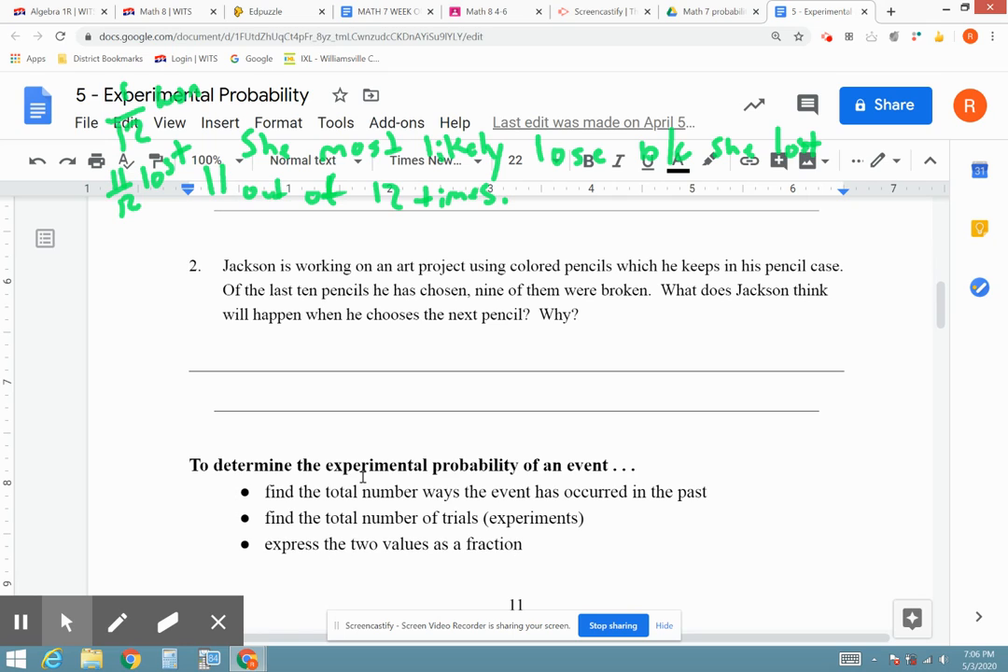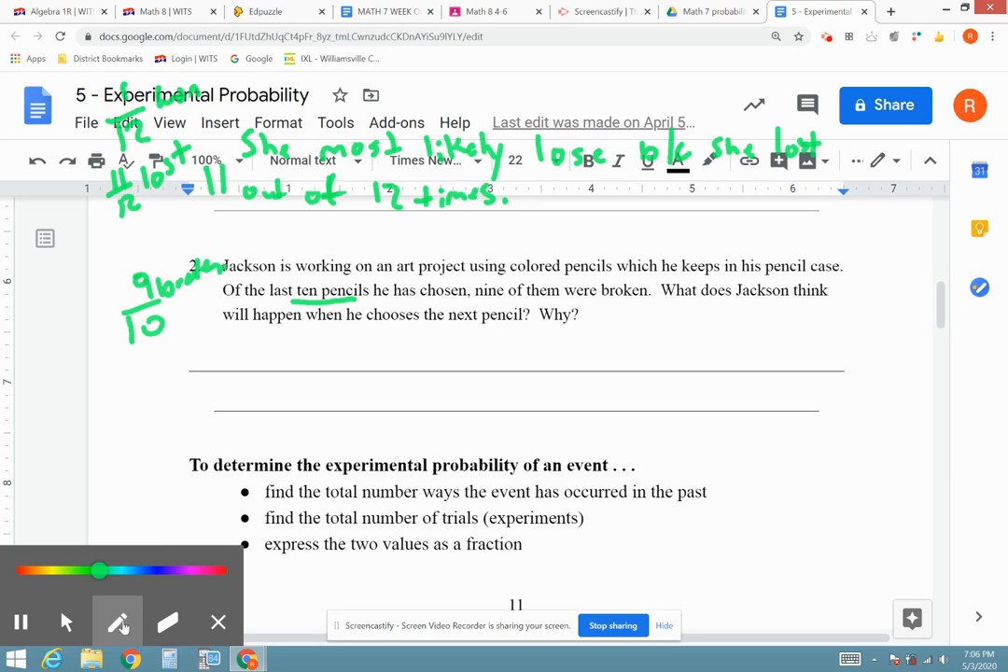Okay, Jackson is working on an art project using colored pencils, which he keeps in his pencil case. Of the last 10 pencils he has chosen, 9 of them were broken. What does Jackson think will happen the next time he chooses a pencil? So he has one pencil case of colored pencils. He has 10 pencils, and 9 of them were broken. So that means one of them was not broken. So what does Jackson think will happen the next time he chooses a pencil?